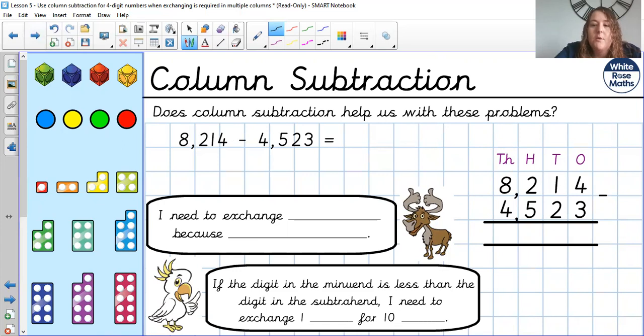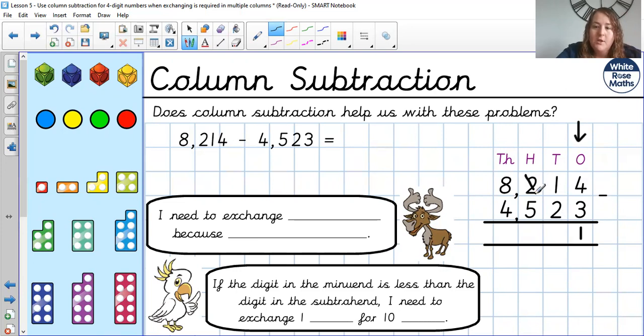Okay, 8,214 take away 4,523. So again, we start in my ones column, making sure I've lined up everything correctly. 4 take away 3 is 1. Brilliant. 1 take away 2. Can't do that, so I'm going to need to exchange.